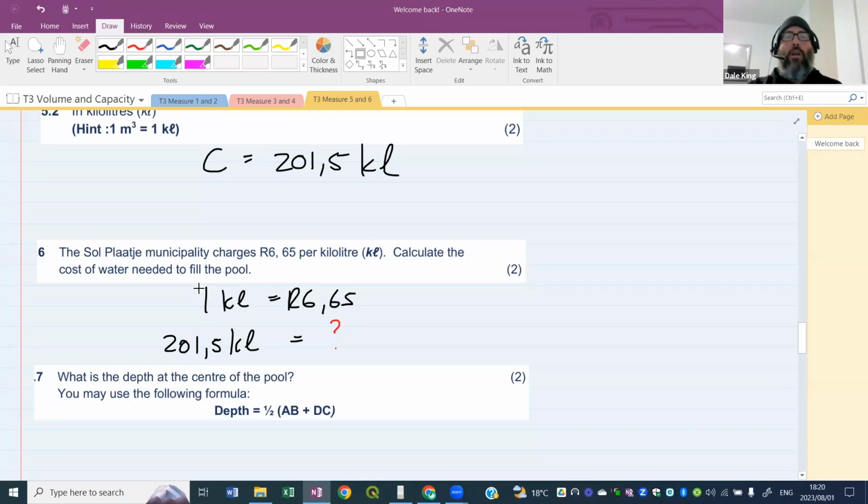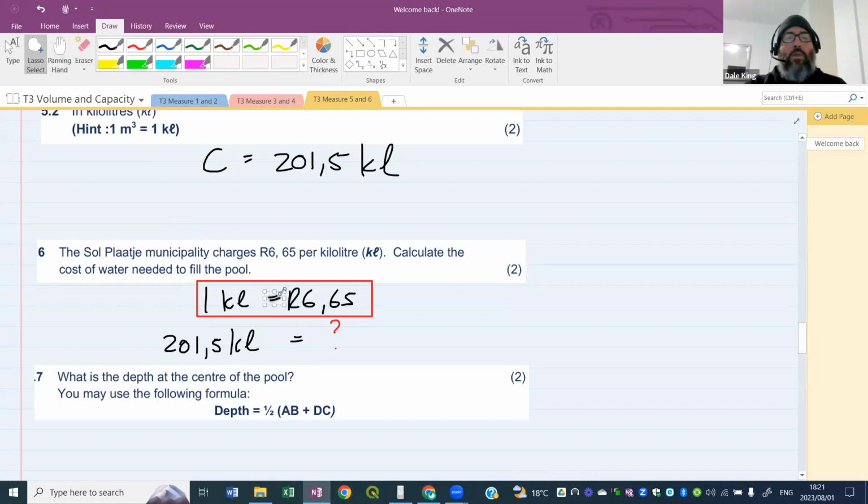Stay on the line with me. Well, stay on the line like it's on a telephone line. Stay with me. There's a relationship here. 1 kiloliter equals 6.65 Rand. So that's the relationship. Okay. So when you have numbers that are in relationship like this, like they're boyfriend and girlfriend, they're married or something, in relationship.